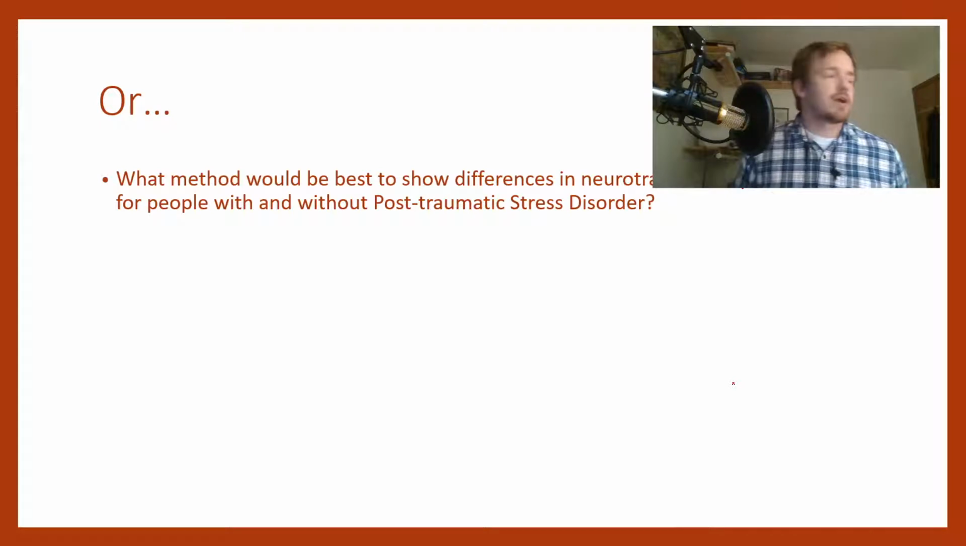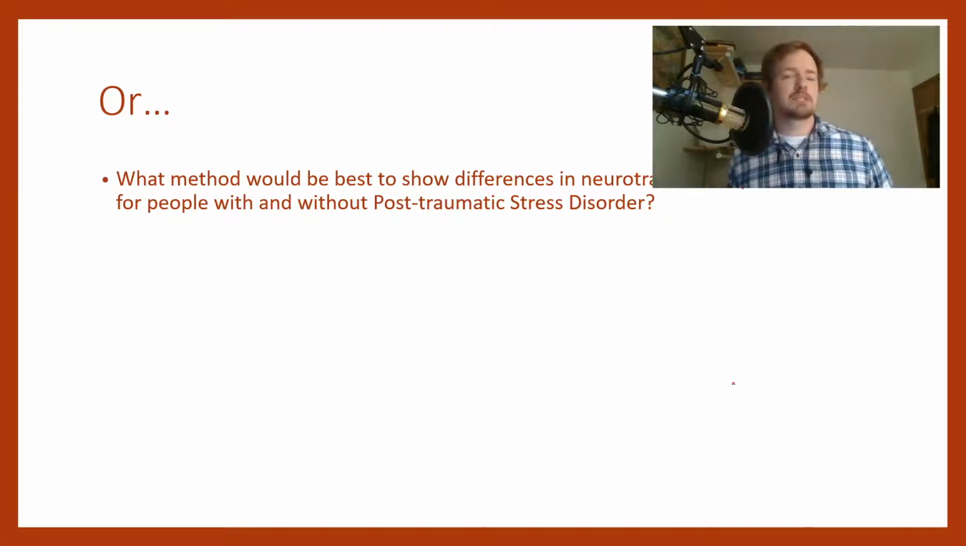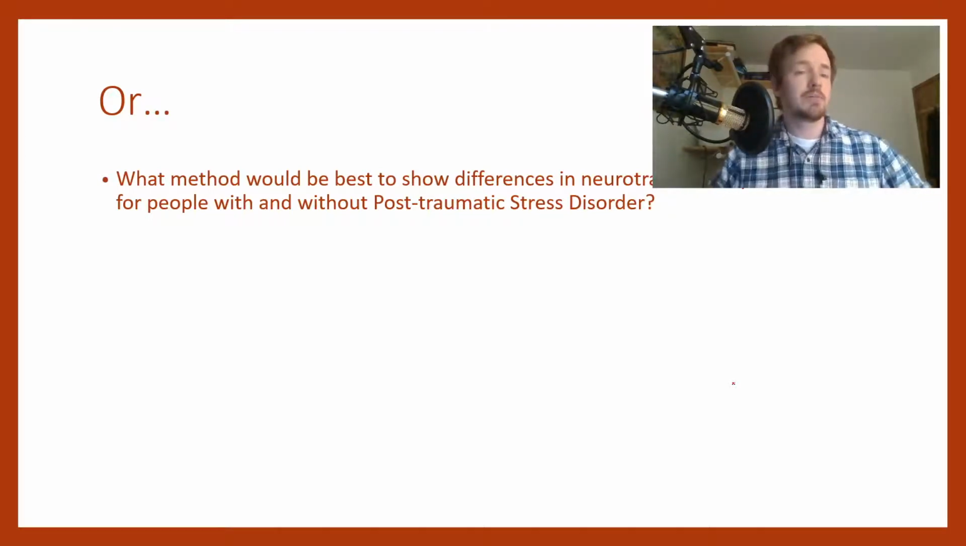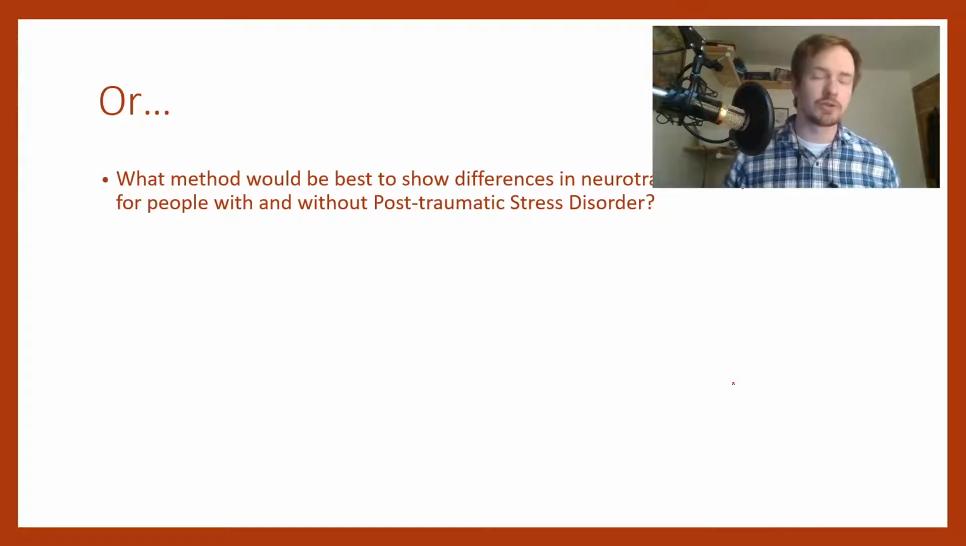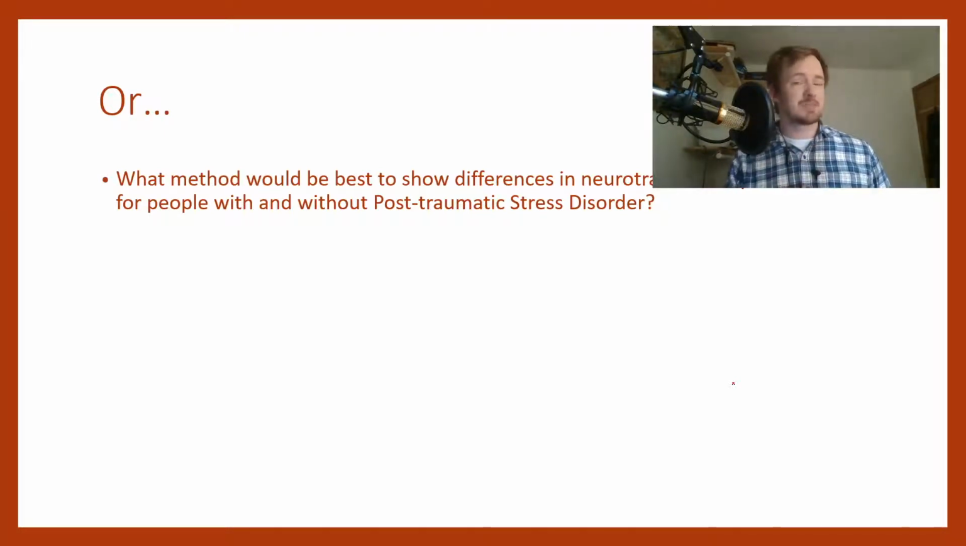Like if I were to ask you, what is the best method to show differences in neurotransmitter production for people with and without PTSD? This one's kind of a tough one. But think about it. Which one would you use? You'd probably want to use PET imaging. Why? Because PET can measure neurotransmission. It can measure what's going on with neurotransmitters. The others that we've talked about in this chapter don't do that.